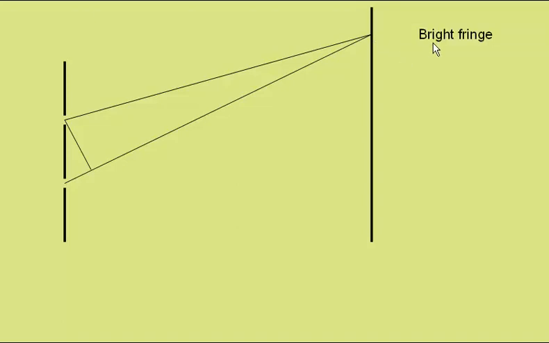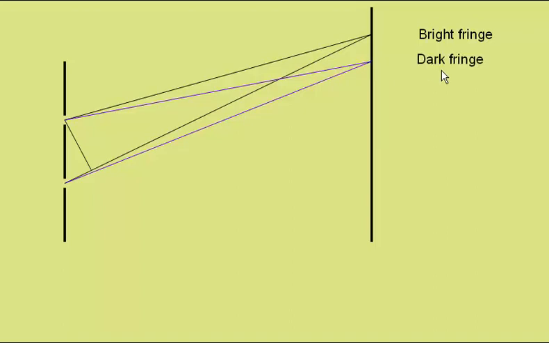produce a bright fringe. A little bit further down, the path difference will be slightly less. If this is now an odd number of half wavelengths, crest will meet trough, leading to destructive interference and a dark fringe. Further down still, we will end up with a complete number of wavelengths path difference again, leading to constructive interference and another bright fringe, and so on.